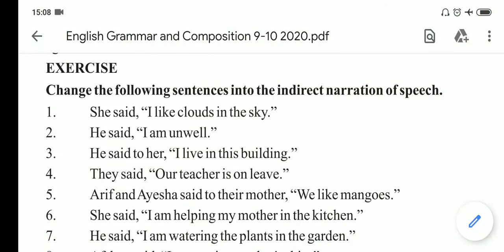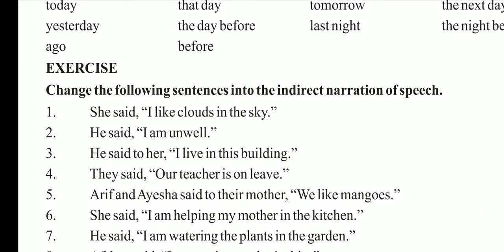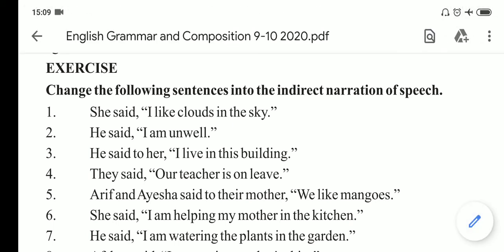And now after this, let's move to page number 171 in your grammar and composition. We will do the exercise number 1 today of changing the narrations. You will do it in your copies, of course. Let's see the first sentence. She said, comma inverted commas begin, I like clouds in the sky.